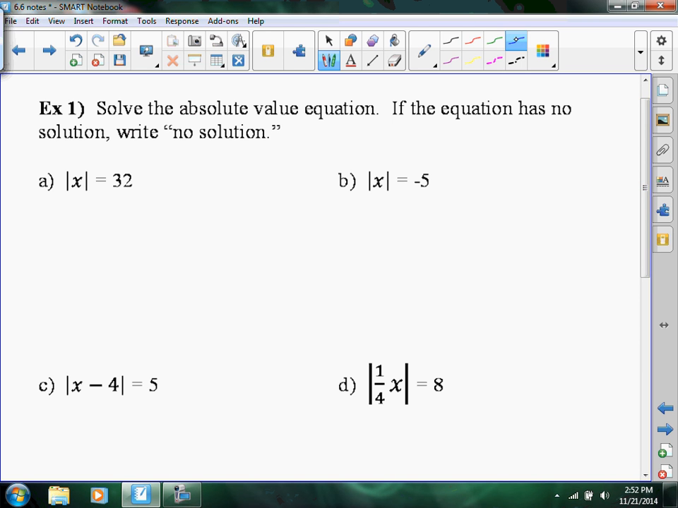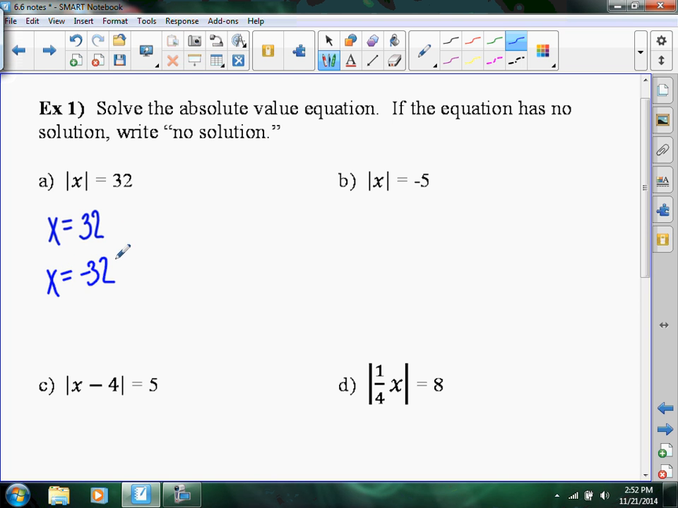Okay, so for our first problem here, we have the absolute value of x equals 32. And when students see problems like this, they tend to get a little tripped up on them because they think something is missing. There's no other number inside the absolute value bars with the x that they have to get rid of. So all you really have to do here is set up your two equations. x equals 32 and x equals negative 32.